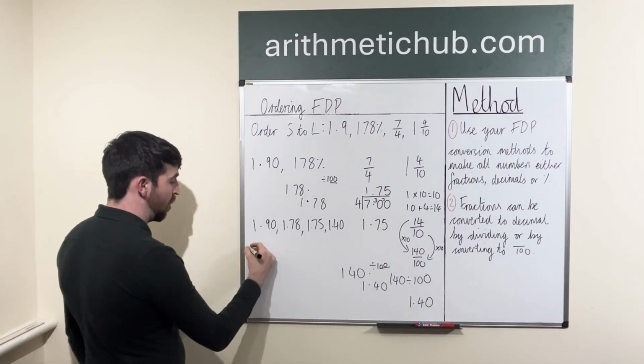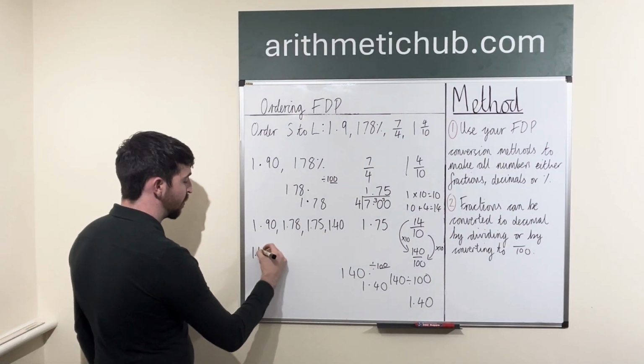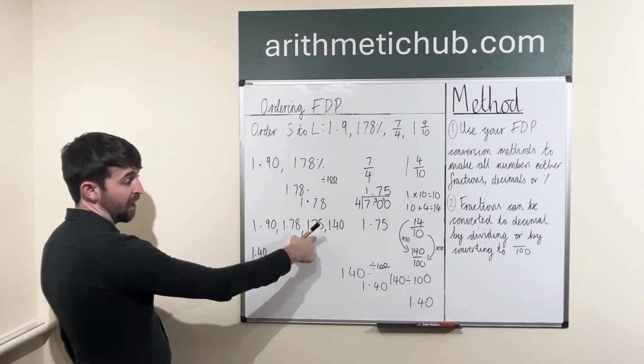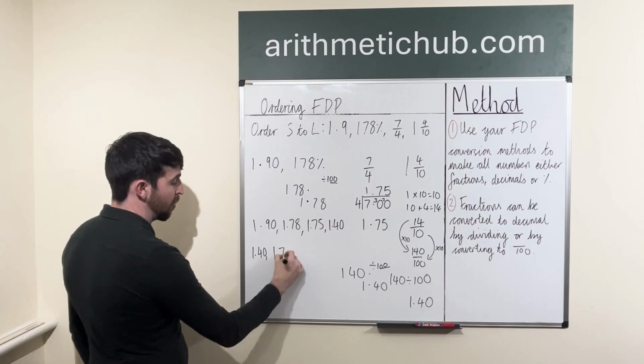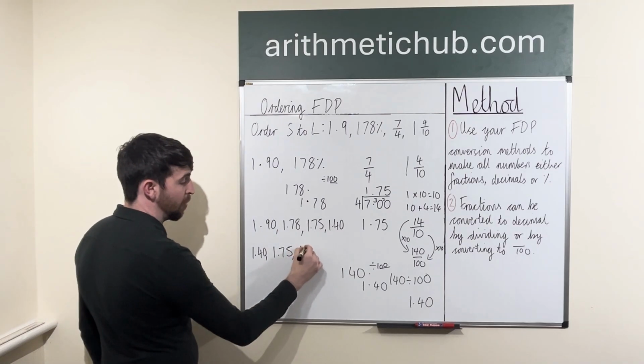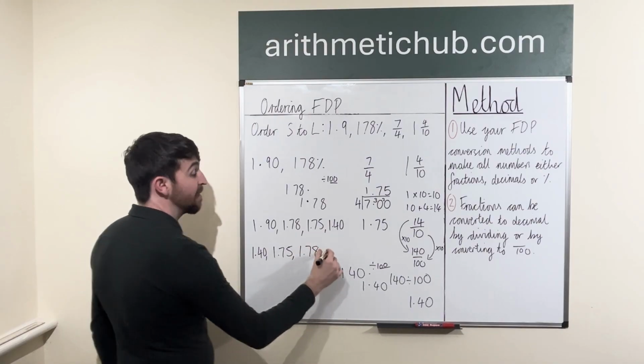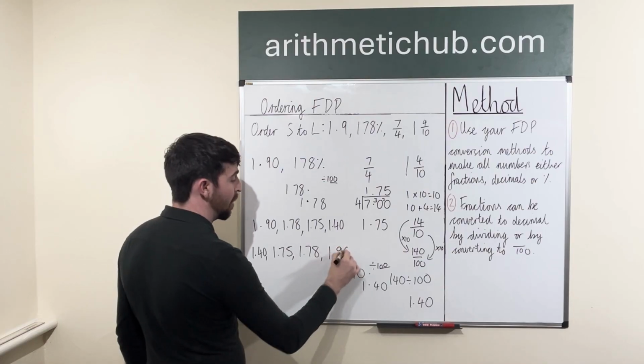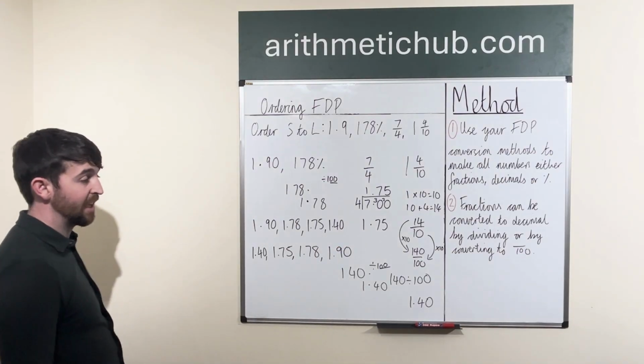I can see my smallest is going to be 1.40. I can see my next smallest is going to be 1.75. I can see my next smallest is 1.78, and I can see my largest number is 1.90.